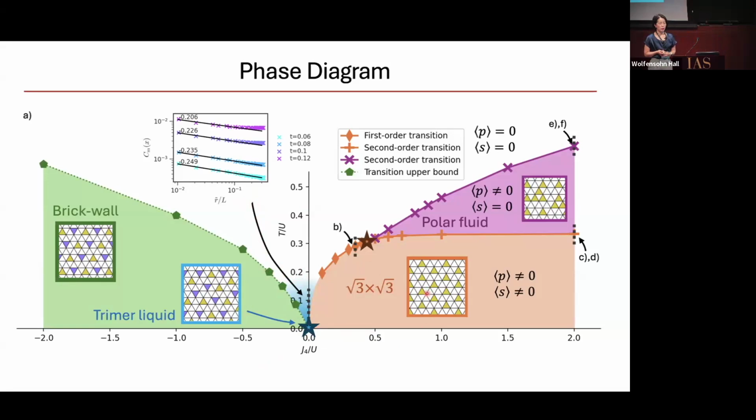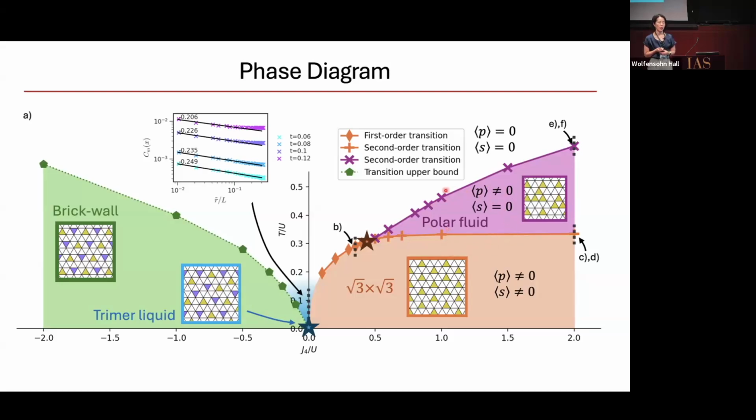Now, these are the ordered phases that we had already identified. This is √3 by √3. This is the brick wall phase. But by doing this Monte Carlo simulation, we also found an additional phase here, which we called polar fluid.